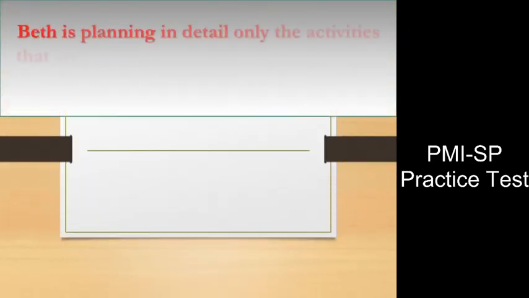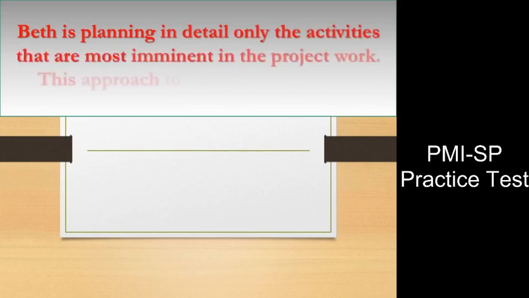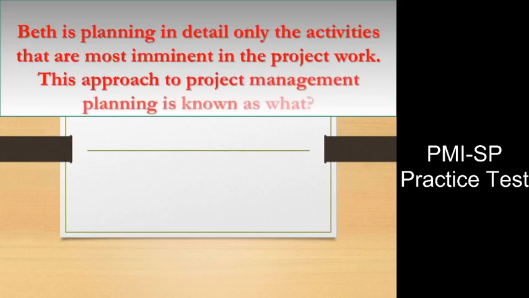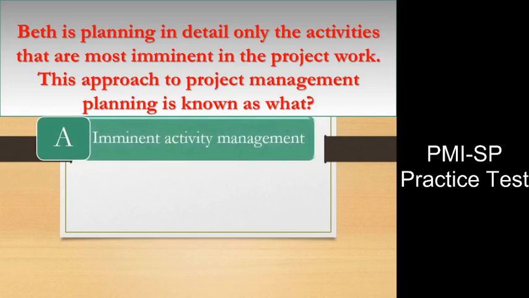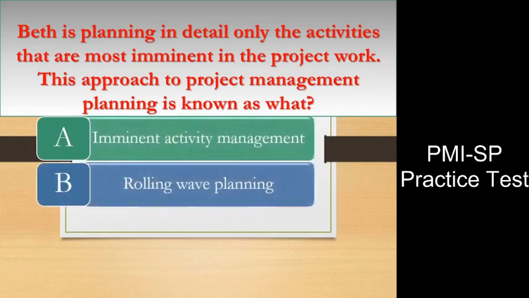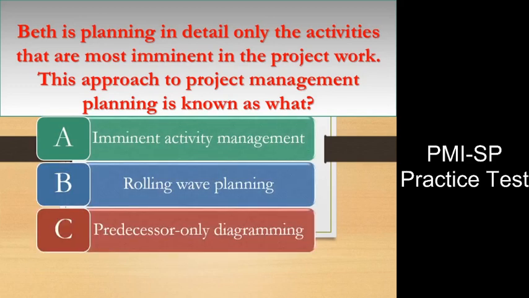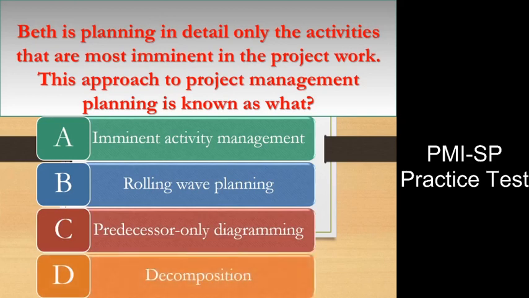Beth is the project manager for her organization. Her current project has many deliverables that have been defined at a high level, but the details of the deliverables are still unknown. In her project, Beth is planning in detail only the activities that are most imminent in the project work. This approach to project management planning is known as what?